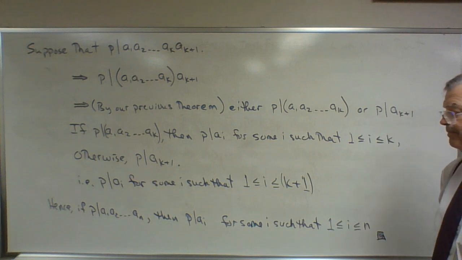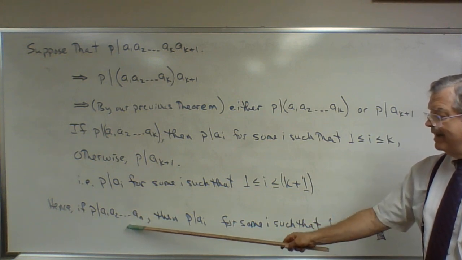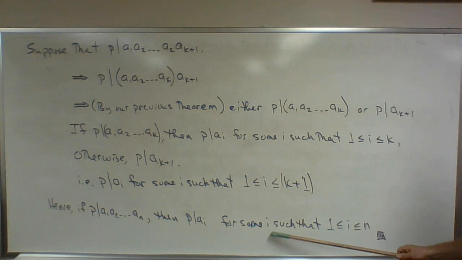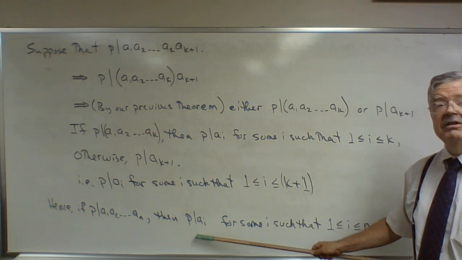So we've proved it. If P divides the product of n integers, then P divides one of them. P divides a sub I where I is between 1 and n. Or maybe I should say more correctly, P divides at least one of them.